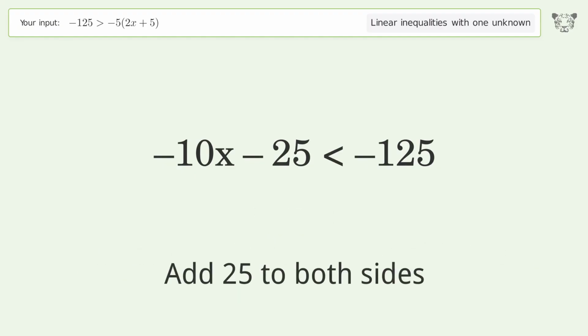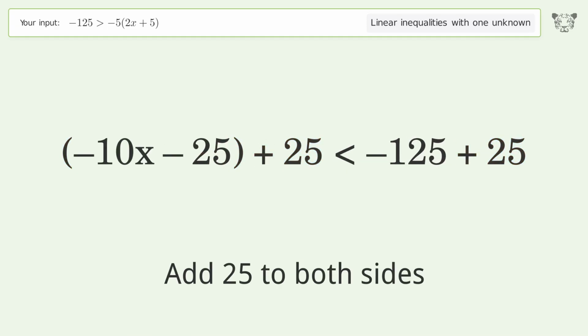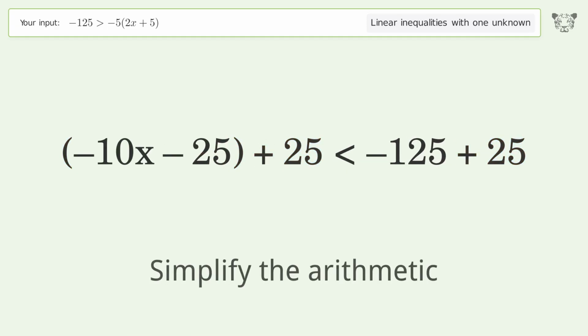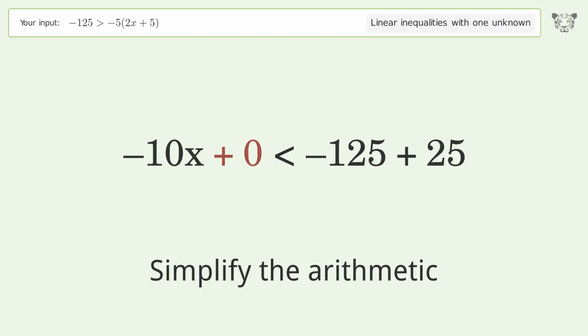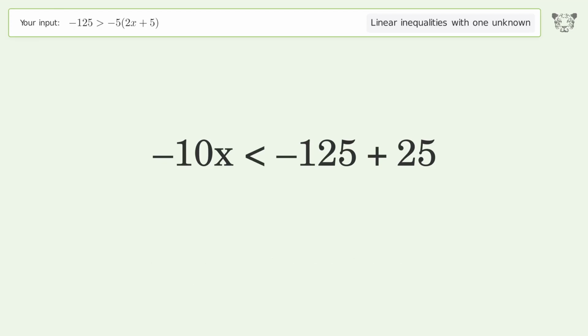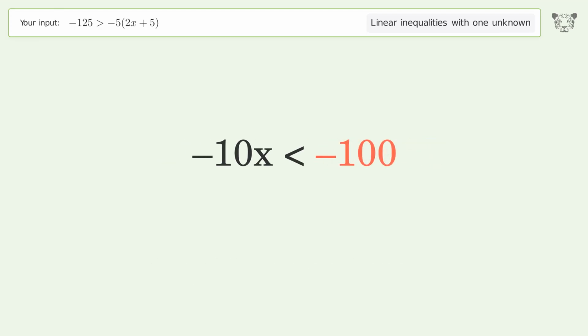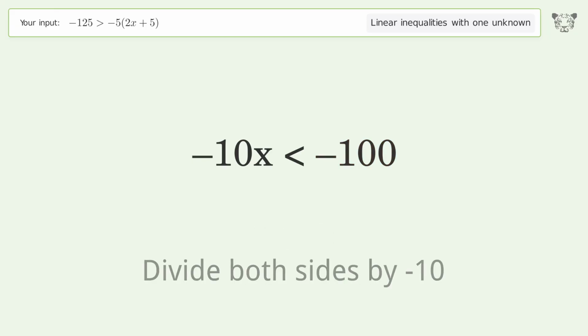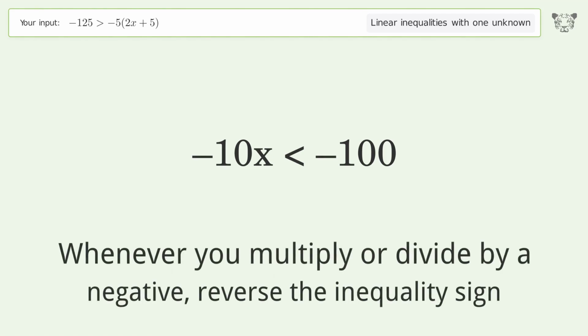Add 25 to both sides. Simplify the arithmetic. Isolate the x. Divide both sides by -10. Whenever you multiply or divide by a negative, reverse the inequality sign.